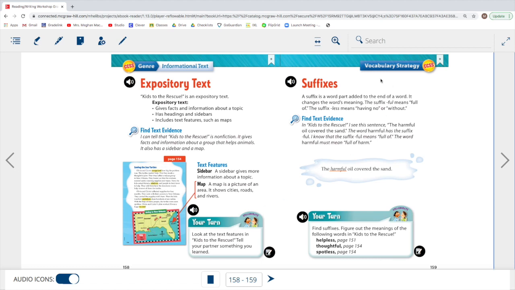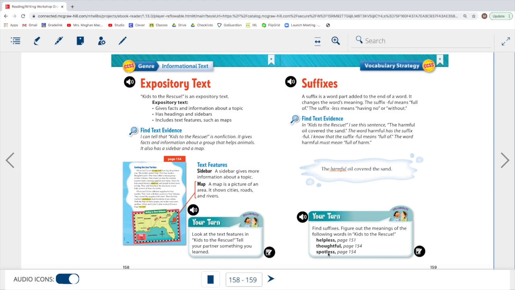Our final strategy is our vocab strategy. Our vocab strategy is suffix. Now, the suffix is the end of a word. Remember, prefixes are the beginning of a word, suffix is the end of a word. So, in Kids to the Rescue, I can see this sentence, the harmful oil covered the sand. The word harmful has the suffix full. I know that full means full of, so harmful must mean full of harm. Okay? So think about these. Helpless. Well, if you're less, or you're without it, so if you're helpless, you're without help. Thoughtful. That means full of thought, right? You think about something a really long time. Spotless means without a spot.